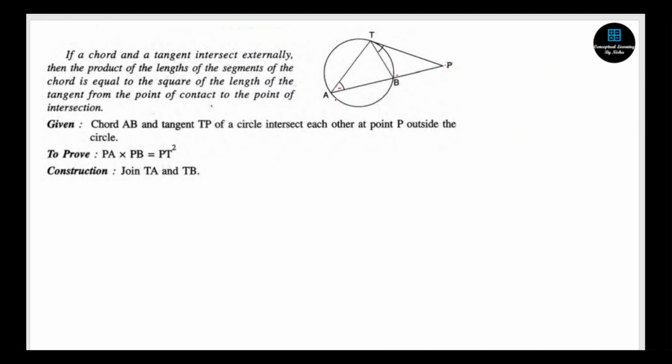Alright. So now what we'll do, we'll just join this A and T. Okay. We join this A and T. This is a construction which we have to take. And also we have to join T and B. Alright. Okay. Now prove. So if I talk about this whole big triangle, triangle PTA, and the small triangle which is created here, triangle PTB. Okay. Which angle is common? Correct. Angle P is common. I am trying to prove they both are similar triangles. Okay. So P is common.